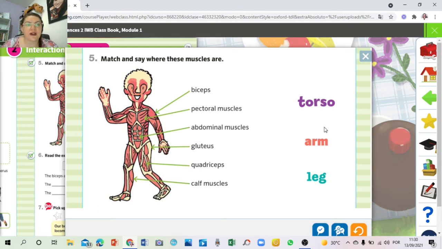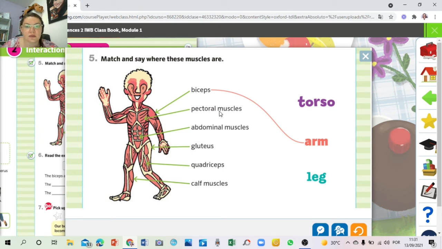Look at this exercise, number 5. Match and say where these muscles are. Match, you know, relacione, and say. Besides saying, you will also mark, ok? Write, trace a line, according to the correct parts of these muscles. For example, biceps. Look, biceps is here. Which part is it, guys? Biceps is where? In the arm. So, let's go. Biceps, arm, ok?